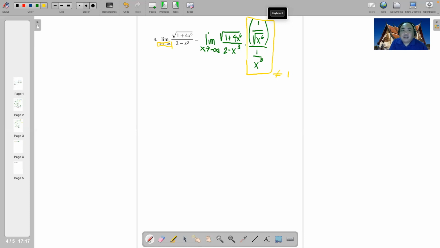So sir, how do you make this equal to 1? We're just going to take the negative of this. Why? Because this x cubed is a negative number times negative, magiging positive na, which is the same number as the numerator. And in which case, yay, equal na siya ulit kay 1. Magiging equal na siya ulit with 1.